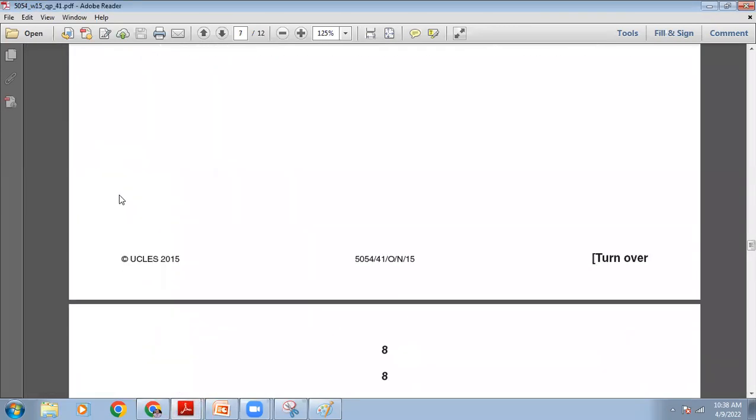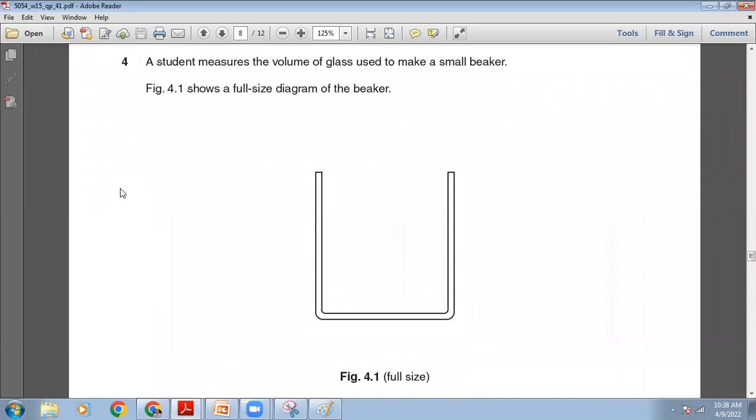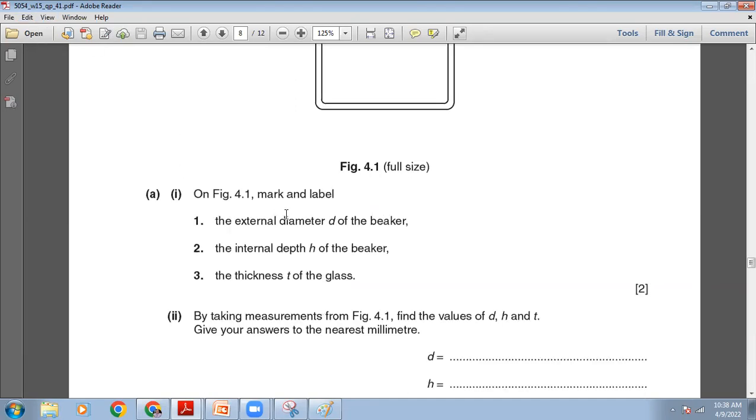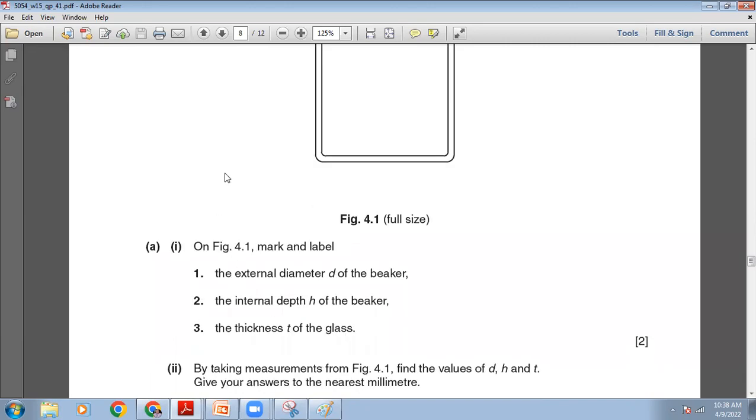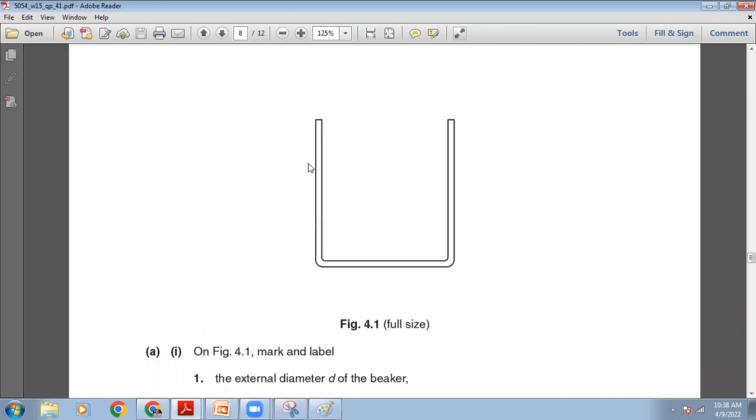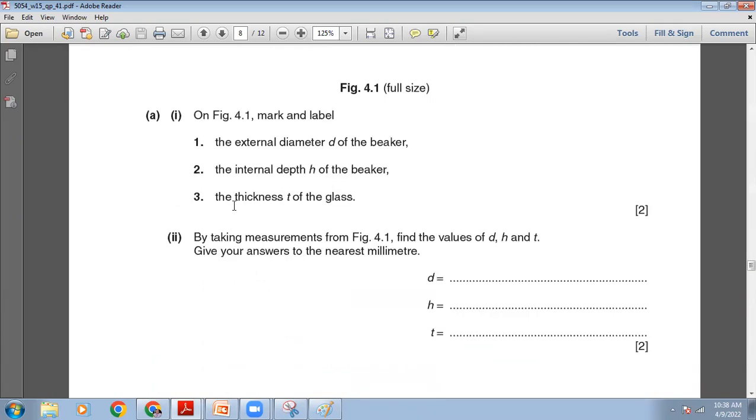So let's go to question number 4. A student measures the volume of glass used to make a small beaker. Figure 4.1 shows a full-size diagram of the beaker. On figure 4.1, mark and label the external diameter D of the beaker. The external diameter starts from this side to the outer side. The internal depth is from here till here. And the thickness of the glass is from here till here. So we have to mark these points and show them.